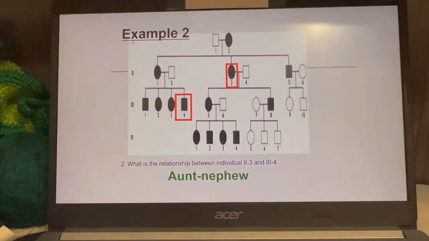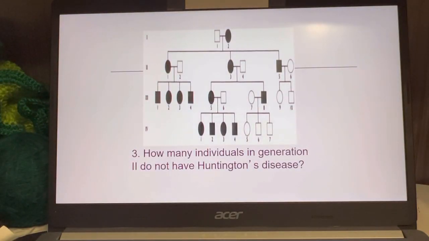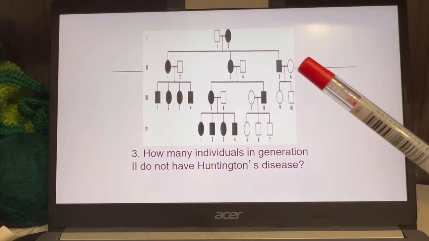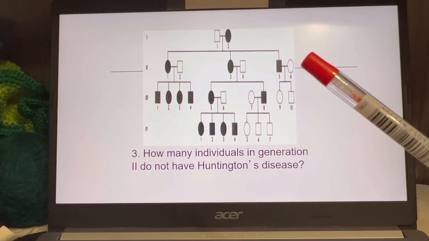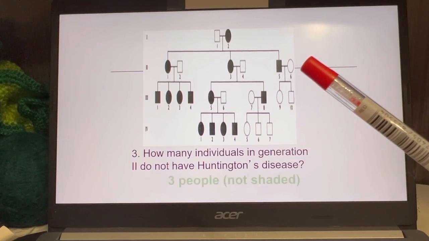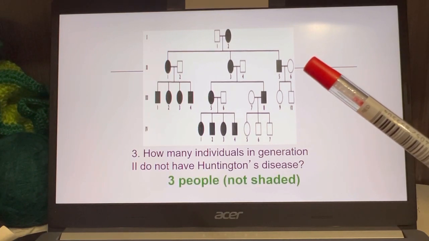Alright, how many individuals in generation 2 do not have Huntington's disease? So this is generation 2. The ones who don't have Huntington's disease are unshaded. Your answer should be 3 people. The 3 that aren't shaded.